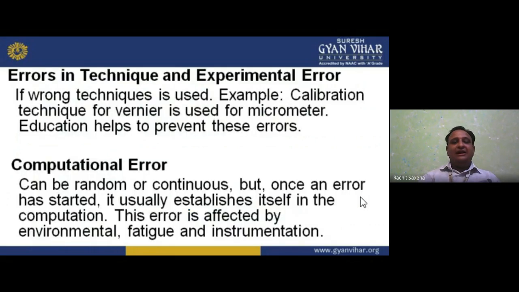Now error in technique and experimental error. Errors in technique and experimental error we have. If wrong technique is used, for example, calibration technique for vernier is used for micrometer.